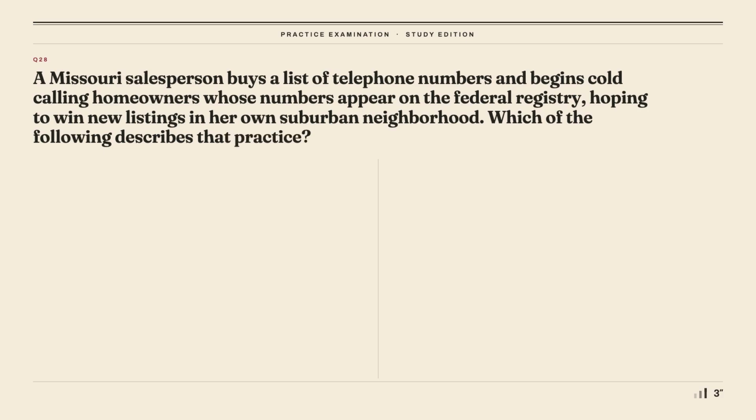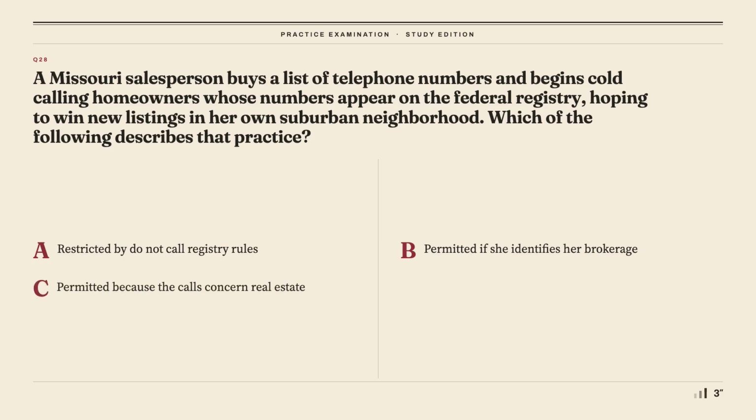Your options are A. Restricted by do not call registry rules. B. Permitted if she identifies her brokerage. C. Permitted because the calls concern real estate. D. Permitted during ordinary business hours. What's your answer? Commit to one before I continue.